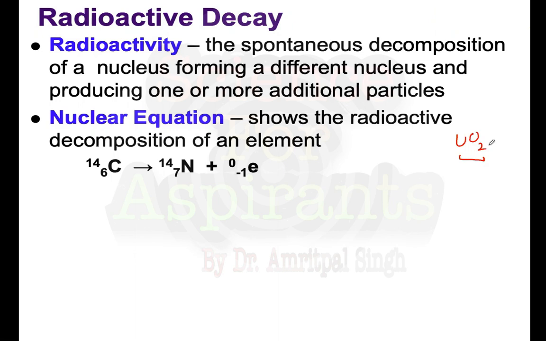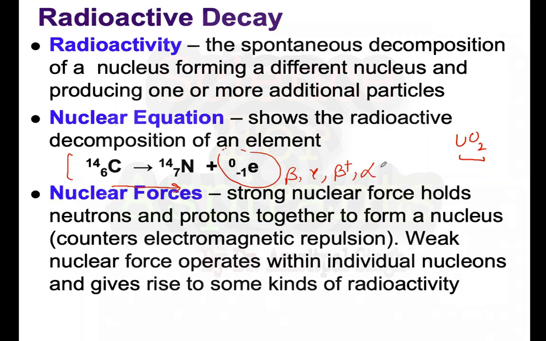And from that he said that during this radioactive decomposition, one nucleus is being converted into another by emitting another particle. This particle can be a beta particle, it can be gamma radiation, it can be a positron, it can be an alpha particle, depending upon how the parent nucleus is being converted into the daughter nucleus. So the basic idea happens.